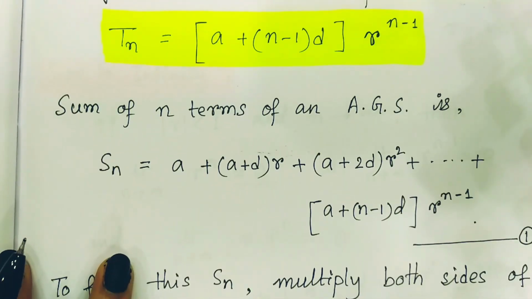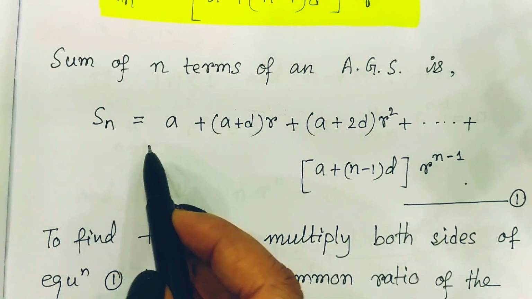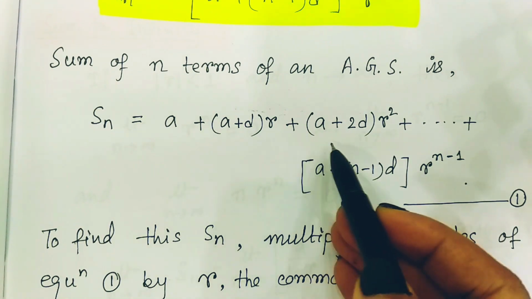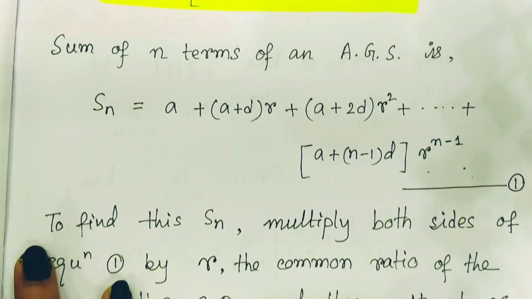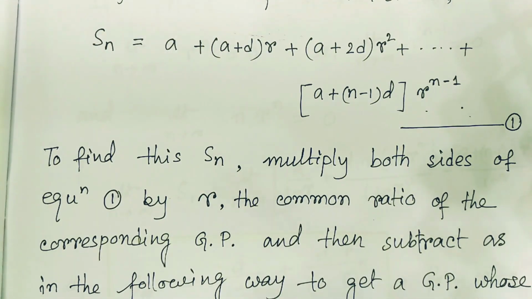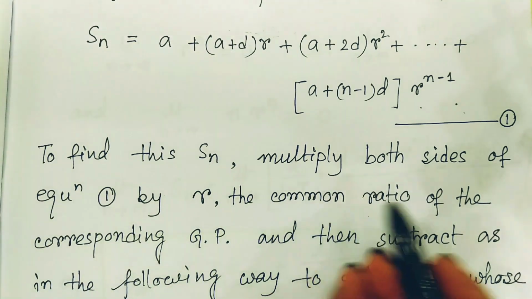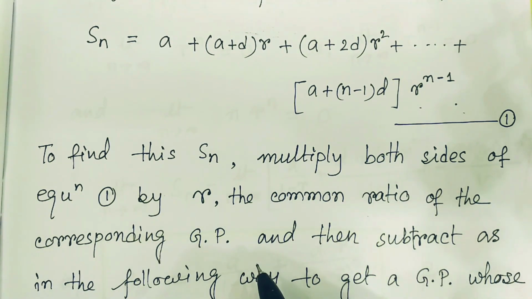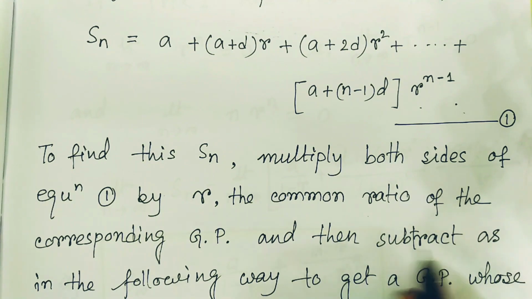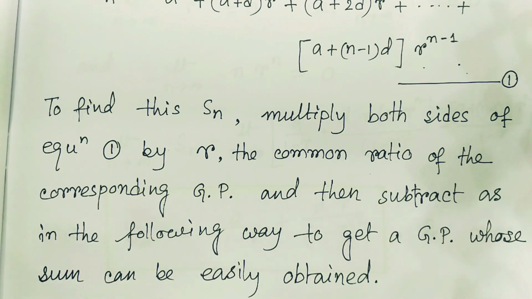So the sum of n terms of any arithmetic geometric series is Sn equals A plus D into R, plus A plus 2D into R square, and in this way we add all terms up to the nth term. Now, how will we find this Sn? There is a simple process. To find the Sn, at first multiply both sides of the equation by R, the common ratio of the corresponding GP, and then subtract as in the following way to get a GP whose sum can be easily obtained.